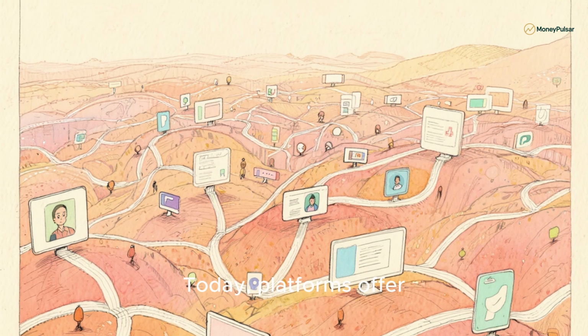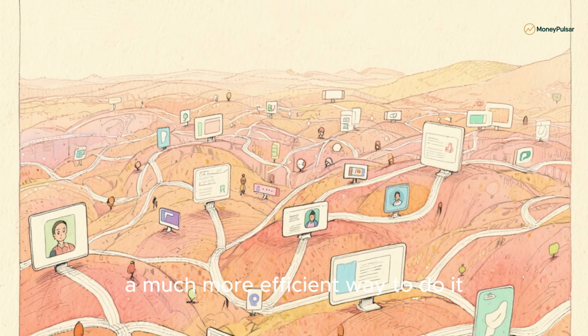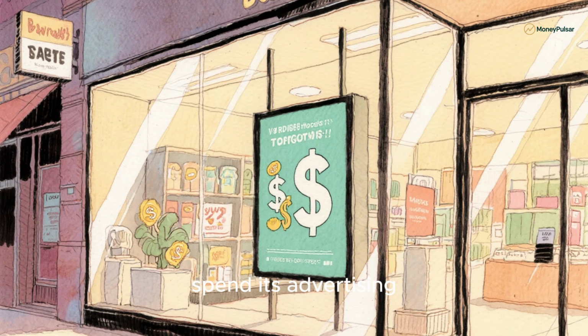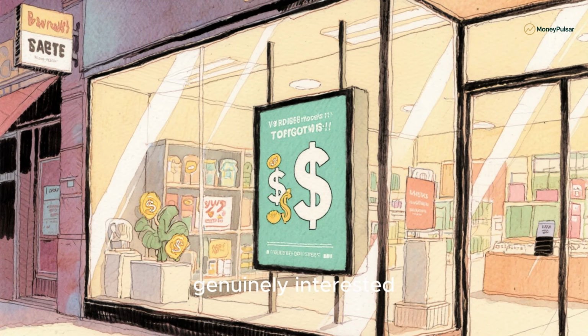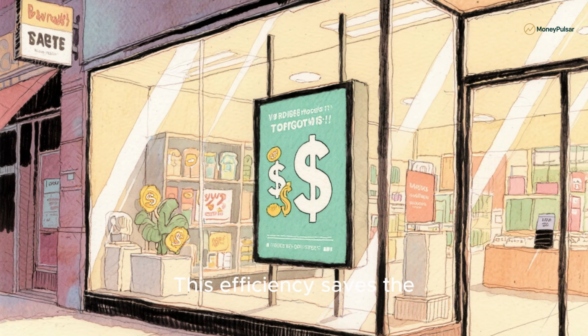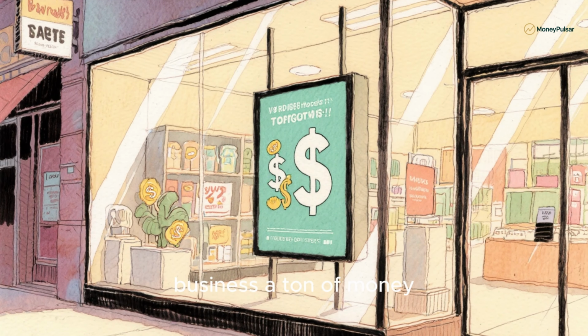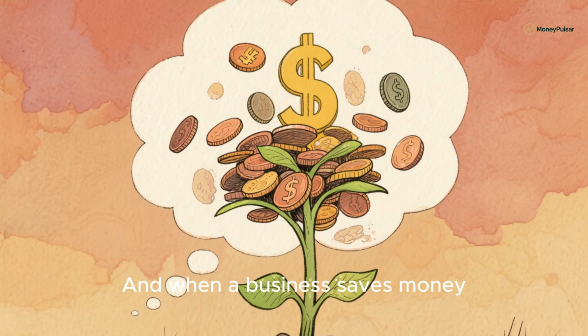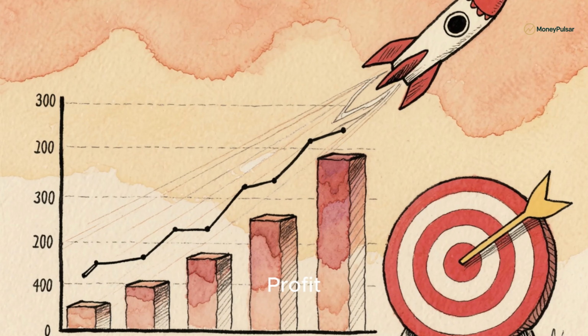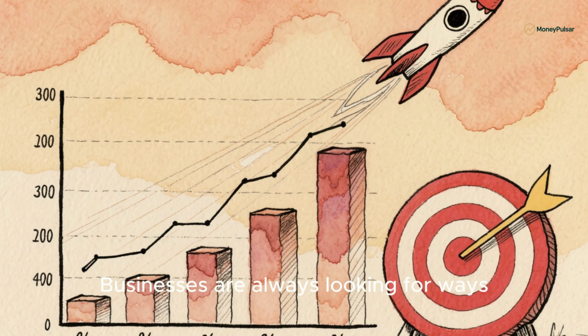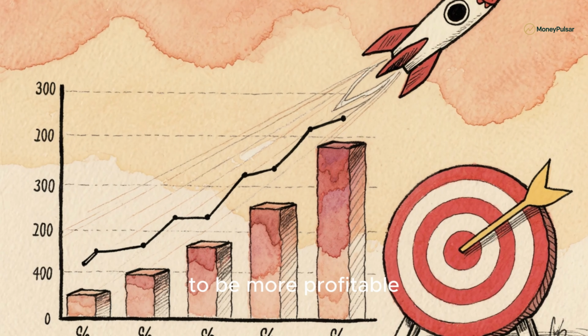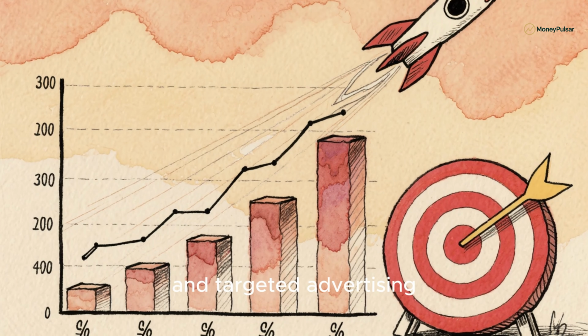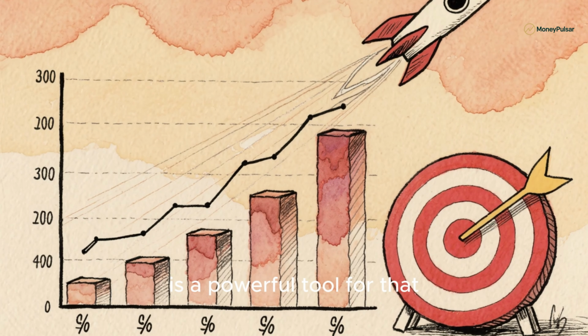Today, platforms offer a much more efficient way to do it. They allow that store to spend its advertising budget reaching people who are genuinely interested. This efficiency saves the business a ton of money. And when a business saves money, what does that saved money become? Profit. Businesses are always looking for ways to be more profitable, and targeted advertising is a powerful tool for that.